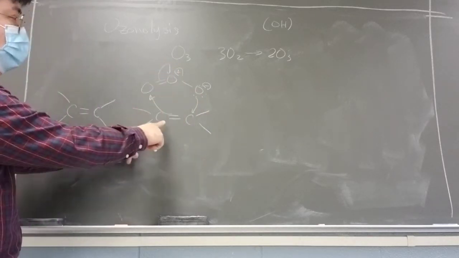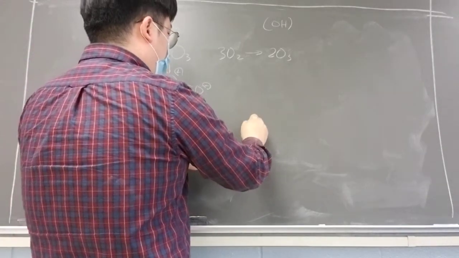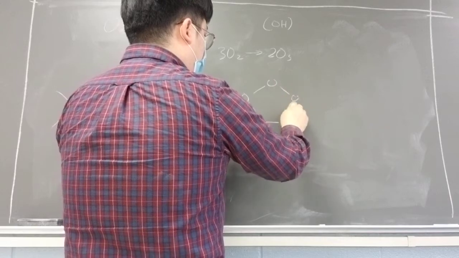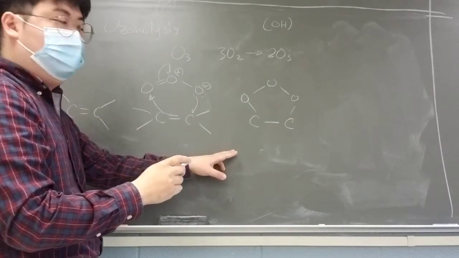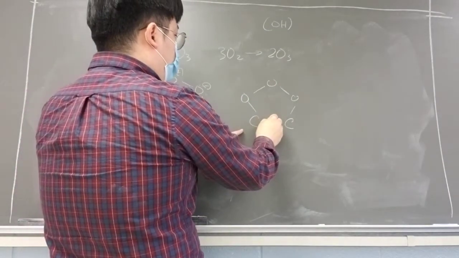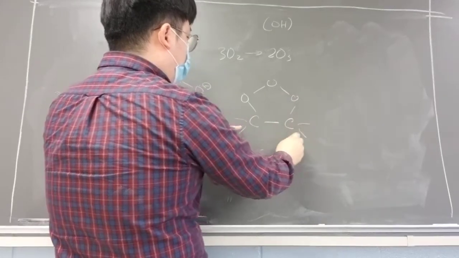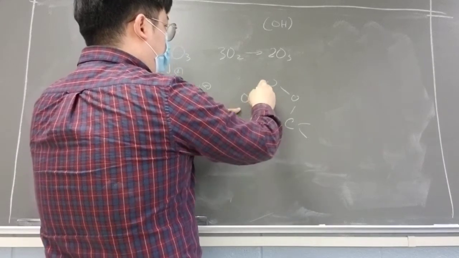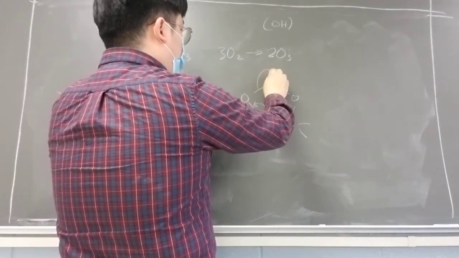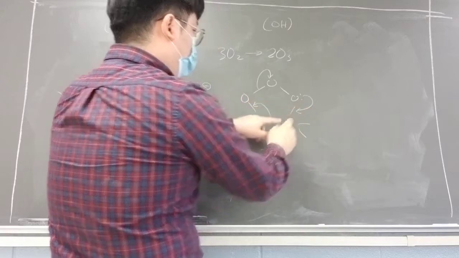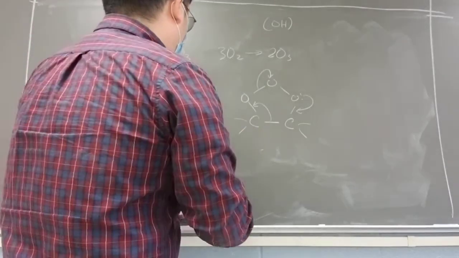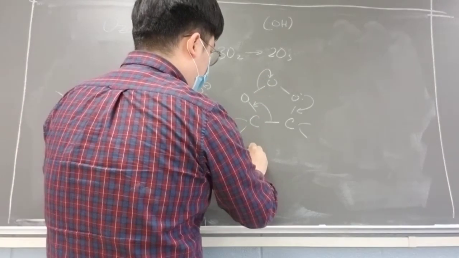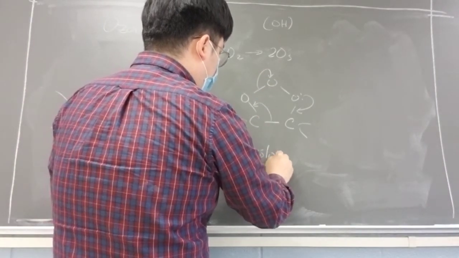So if you do this one, they're going to have this one. Just try to look at this one, just for your listening. Once this forms, this is what we call small ozonide.